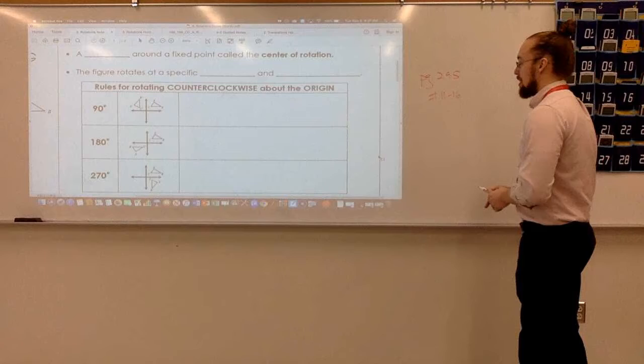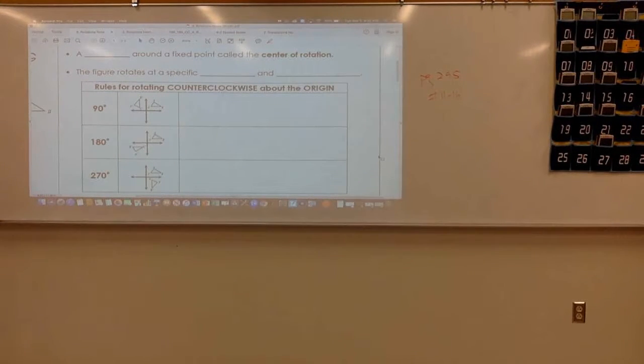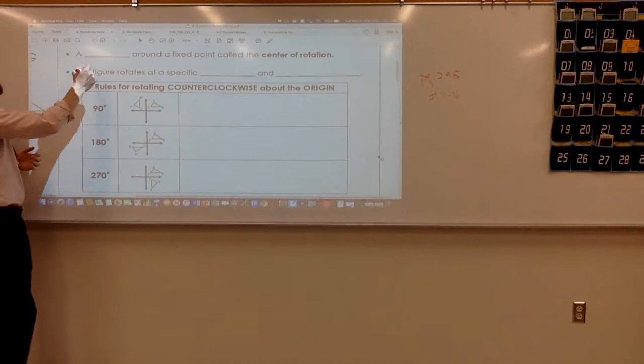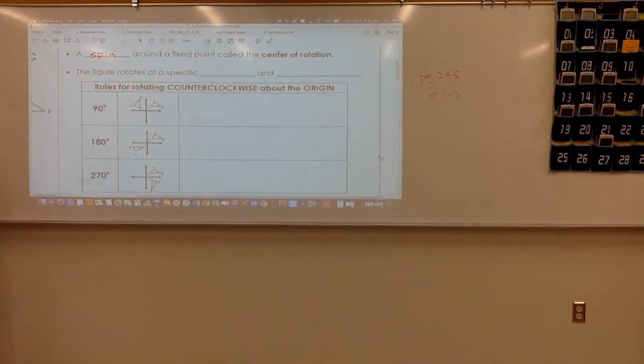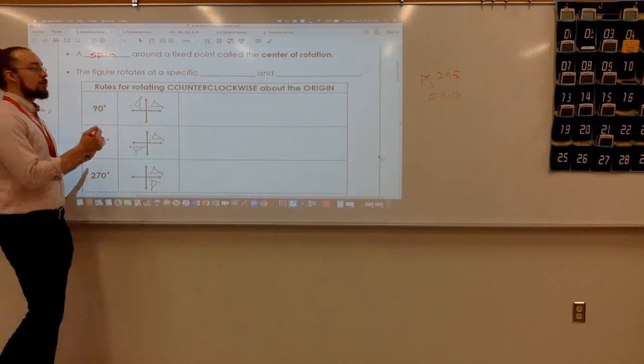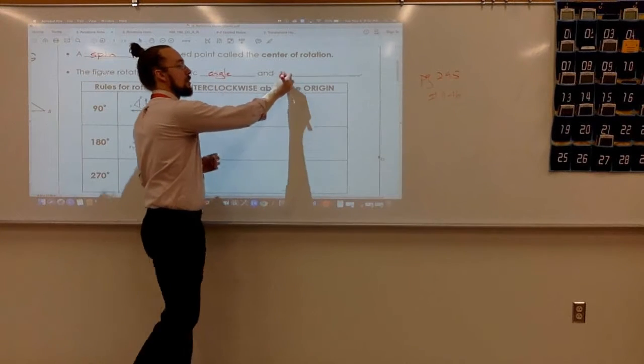Alright. Today, we are going to take a look at rotations. Okay? Rotation, we can describe in a few different ways, right? But we're going to call a rotation a spin around a fixed point. When we're doing these, we can rotate figures at lots of different angles. We can say that our figure is going to rotate at a specific angle and a specific direction.